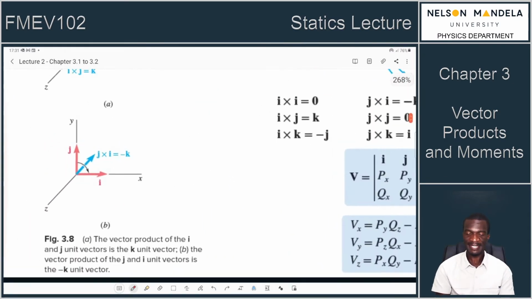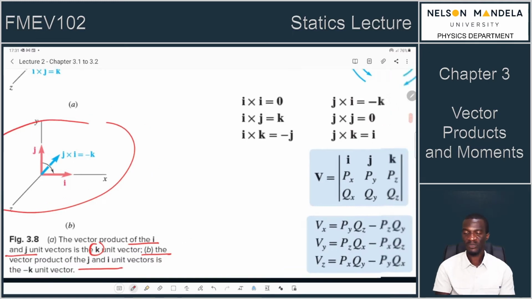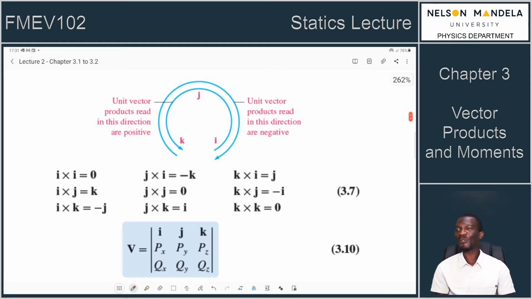So this text is just emphasizing that the vector product of the i and j unit vectors is the k unit vector. In part B, the vector product of the j and i is the minus k. So in order for us to easily remember this, the textbook has got a cool method. This method is foolproof. You won't have problems with this. It tells you that to figure out i cross j equals what, j cross i equals minus k, just write your vectors in the following format.